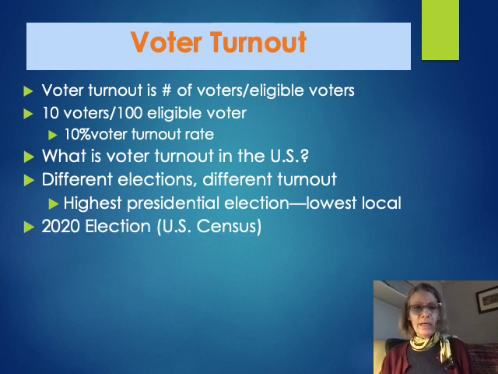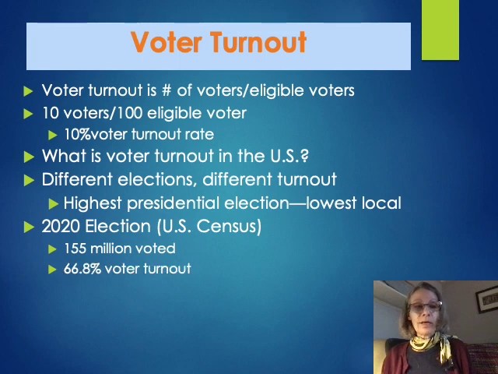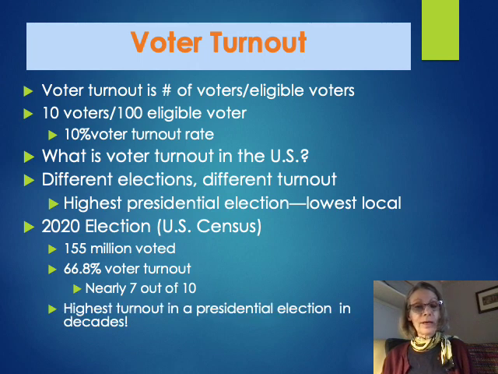In the 2020 presidential election, from a little less than a year ago, and this is based on U.S. Census data, 155 million people voted, and that resulted in a really high voter turnout of 66.8%. And so nearly 7 out of every 10 eligible voters voted. And it was one of the highest turnouts that we've had in a presidential election in decades.